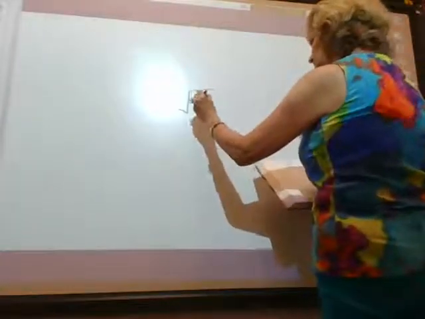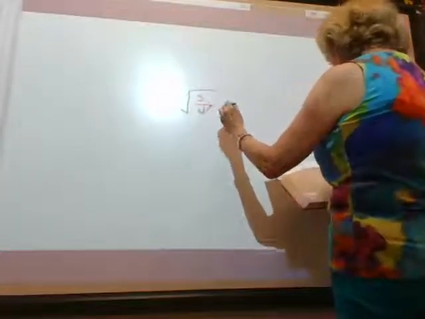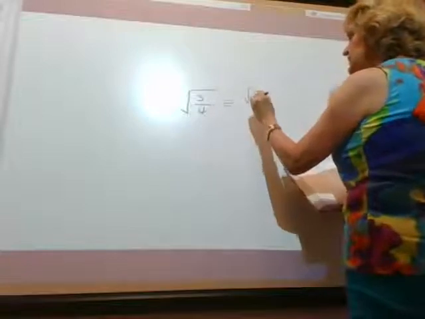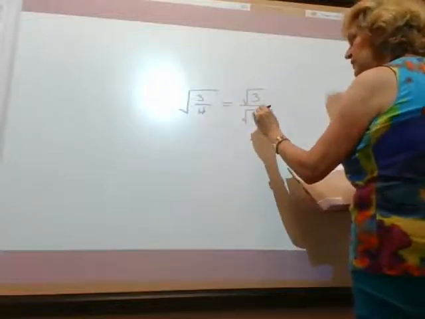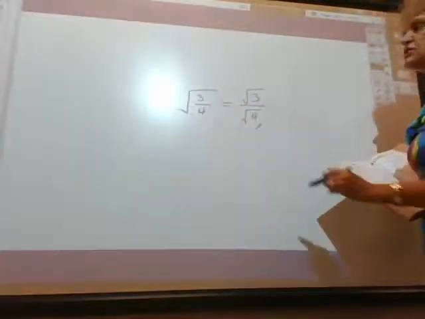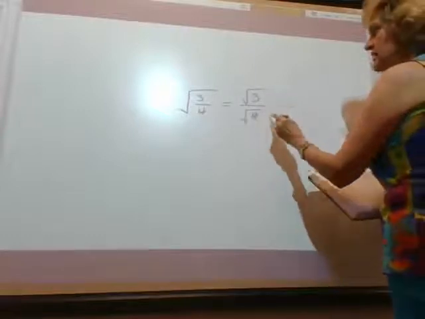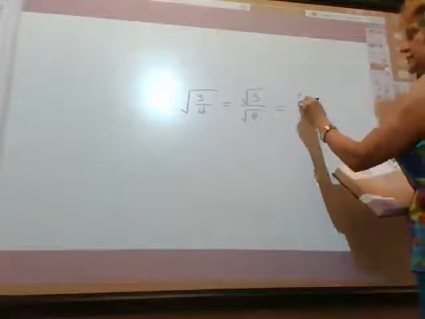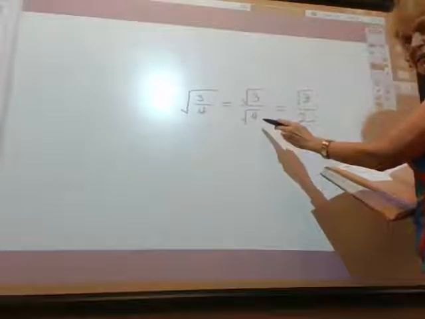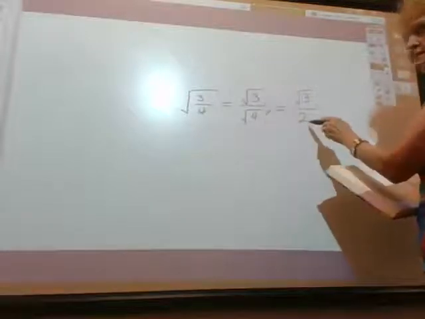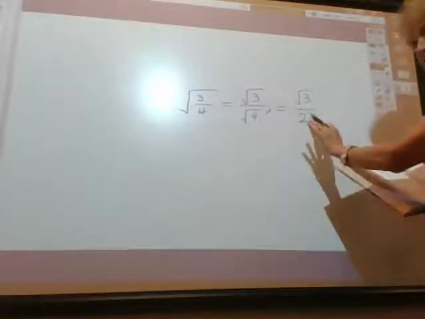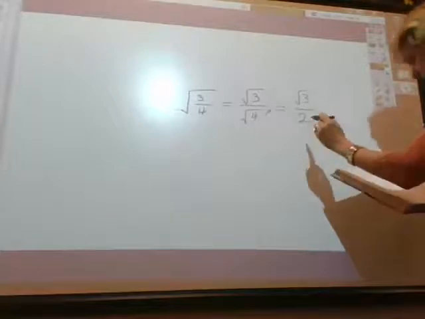Next example, we have radical 3/4. And so as you see, that is like saying radical 3 over radical 4. So we really don't have to rationalize because that comes out. Does everybody see that? Radical 4 is 2. It's rational, so it's good. We don't have to do anything there.